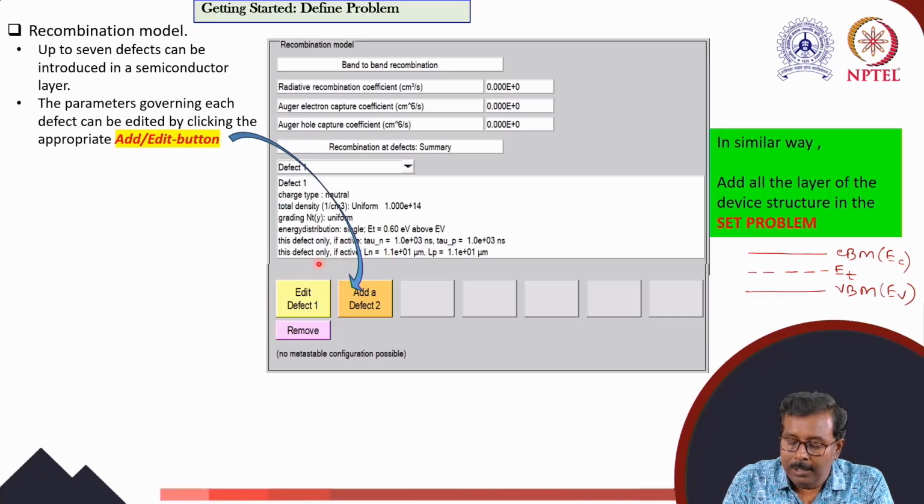So tau n, tau p are automatically calculated. If active, then Ln and Lp. If tau n is there, tau p will obviously be calculated based on the defect, and automatically the diffusion length will also be calculated. Another type of defect you can add. There may be a bulk defect, an interface defect, or a surface defect. So you can add different types of defects.